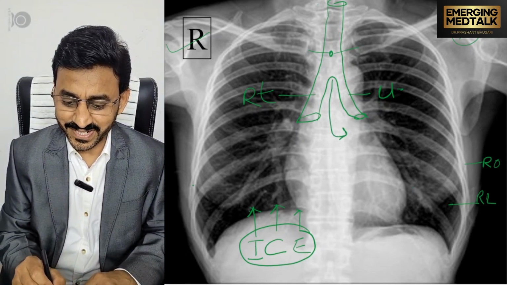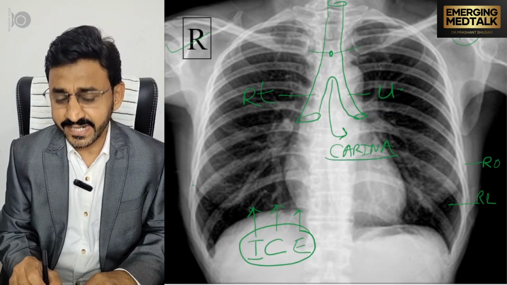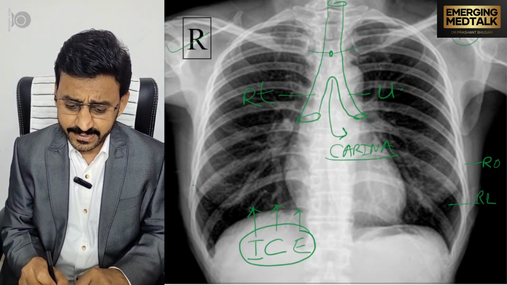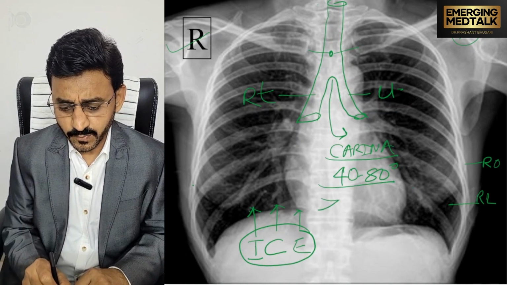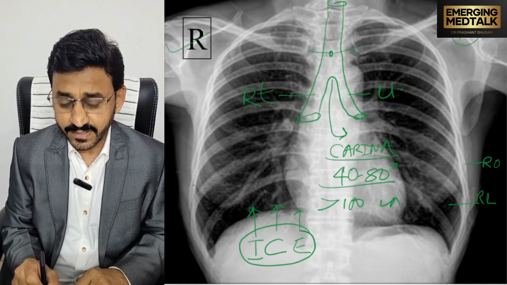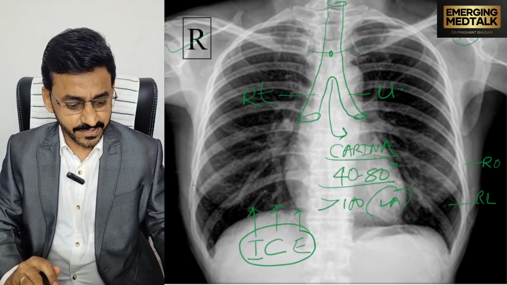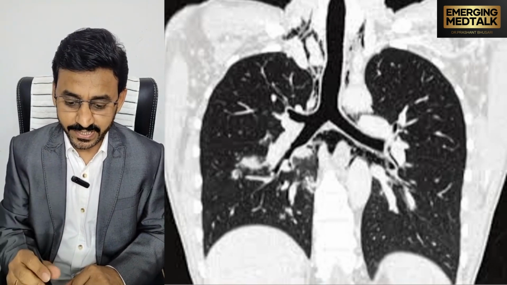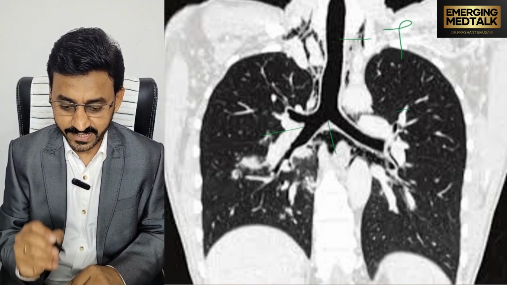That angle of bifurcation we call the carina, the keel of a ship, and the angle is around 40 to 80 degrees. If it is more than 100 degrees, there may be left atrial enlargement. So we see this airway here. We can compare on the CT image, where we can easily see the trachea, the right principal bronchus, the left principal bronchus, and the carina.